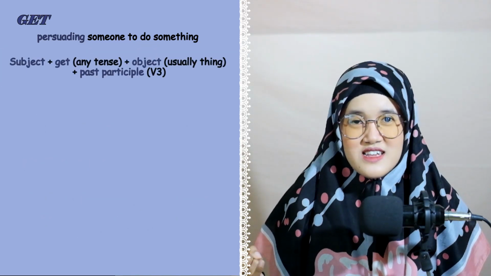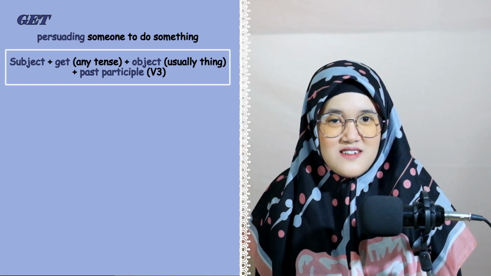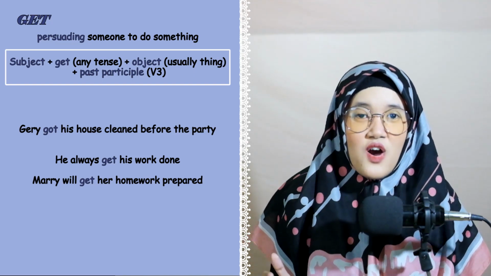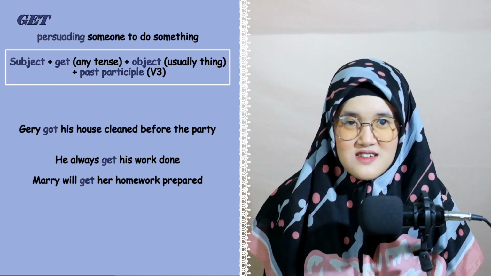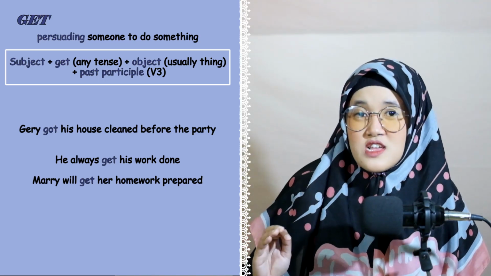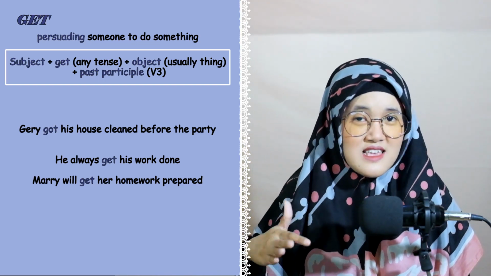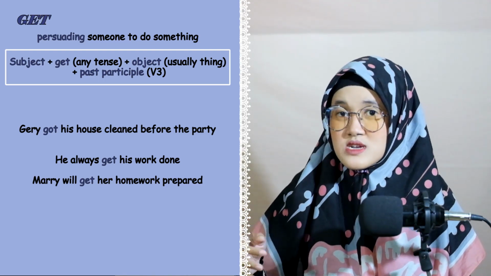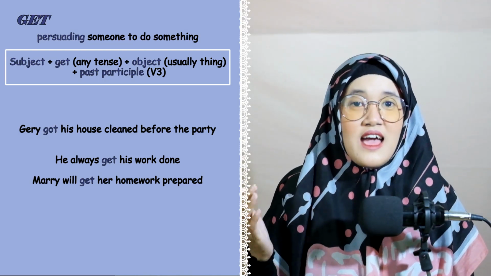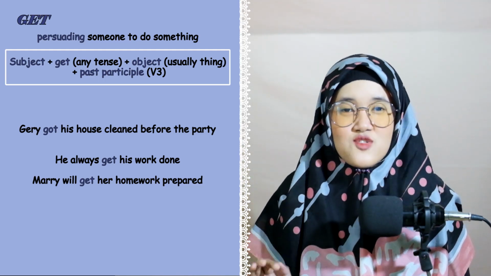Second, subject, get, object, past participle. Gary got his house cleaned before the party. He always gets his work done. Mary will get her homework prepared. Usually the causative verb get will require the word to before the object's action. But sometimes the word get is used informally in place of have. When this happens, the to is not required.